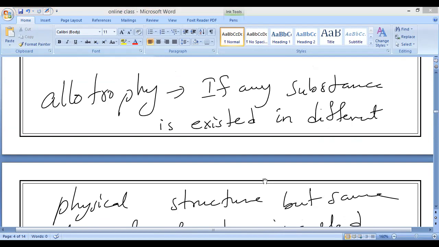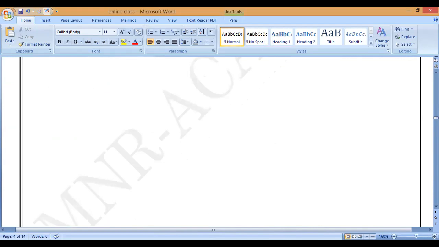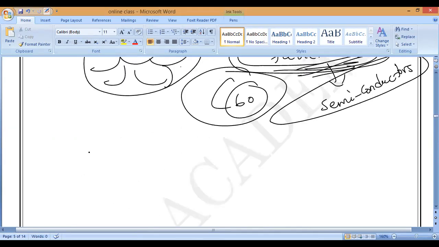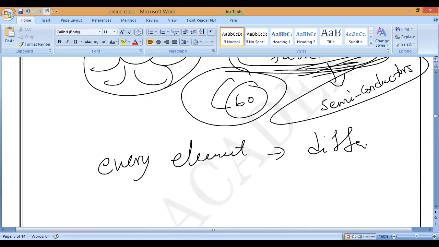So each element. You remember each and every element I said: hydrogen, oxygen, carbon, nitrogen, bromine, iodine, sodium, everything. Is everything represented with the same symbol or a different symbol? Different symbol, sir. Every element is represented with a different symbol. Do you all understand? Yes, sir.